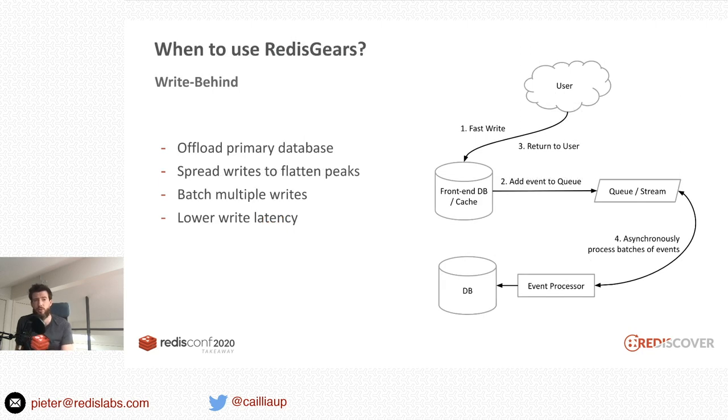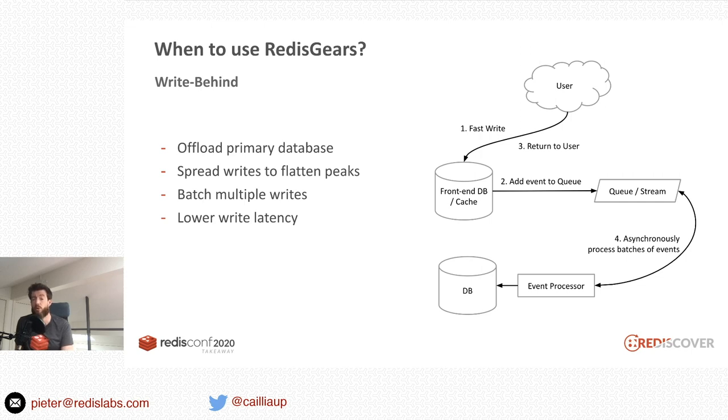And that adds to our first use case, our first recipe. Right behind. So what is write-behind? Write-behind is where you have a front-end database on top of your relational database, or whatever back-end database you're using for your application. You're using Redis as a front-end database, so you're reading from Redis. However, for your writes, you still have to go to your back-end database.